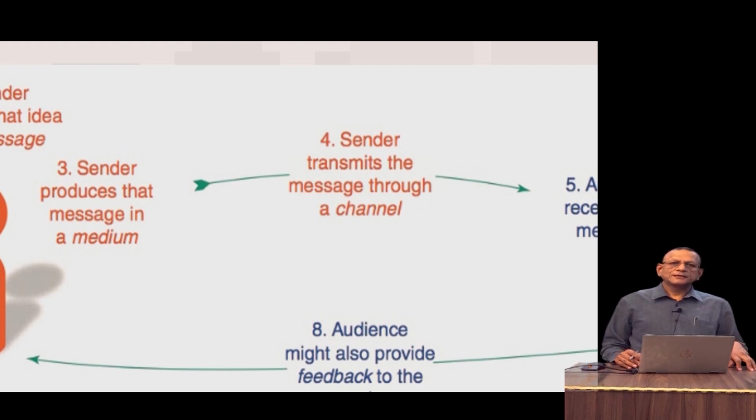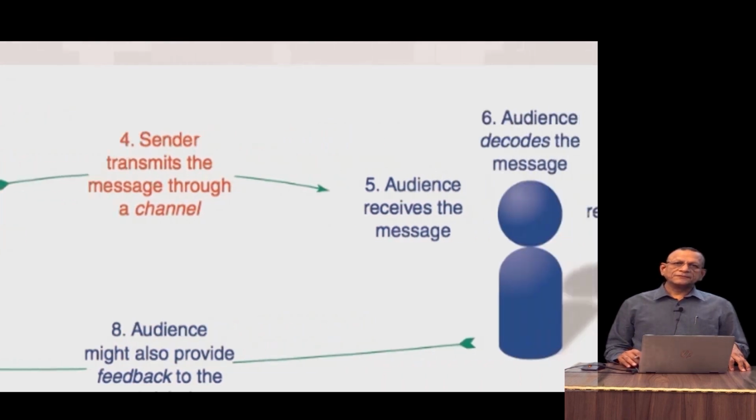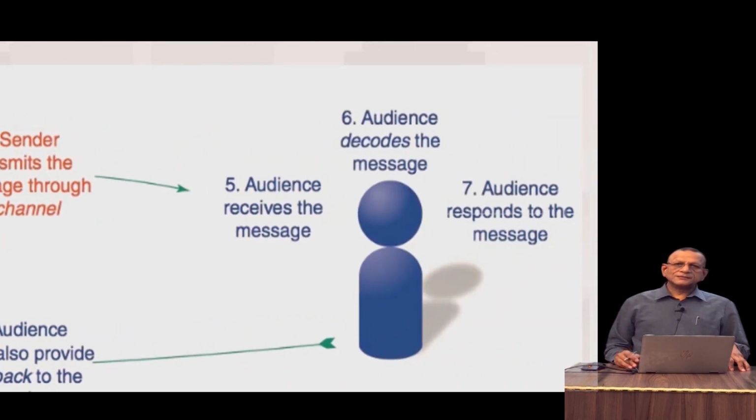The person who has perceived this idea, converted this idea into message, selected a medium, is now sending this, transmitting this through a channel. I have already shared that in the case of text, you will select a channel, that is a digital channel. Then the fifth step is audience or the recipient receives the message. So now the second party has emerged in the scene. This party has received the message. It doesn't mean that the person has read the message or understood the message, but only received the message.